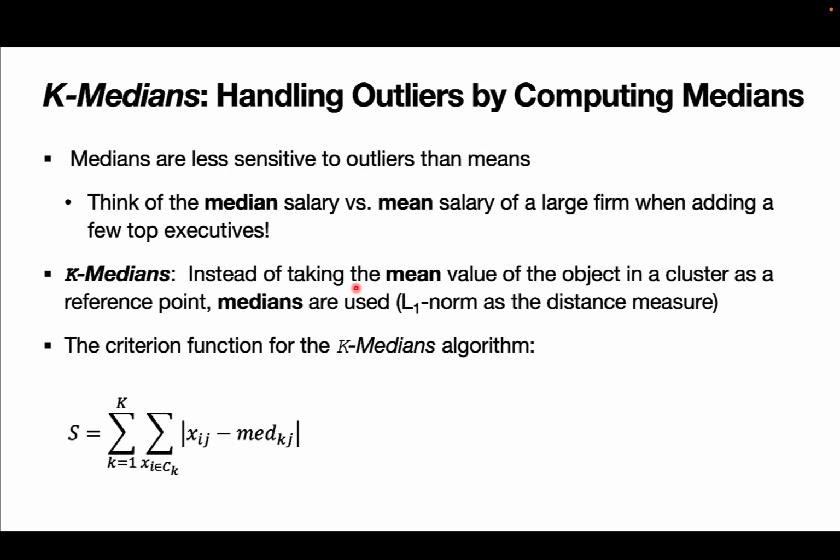The key idea in k-medians is that it replaces the mean, which is sensitive to outliers, with the median, which is much more robust. The median corresponds to the 50th percentile, so even if some values are extremely high or extremely low, the median tends to stay stable.